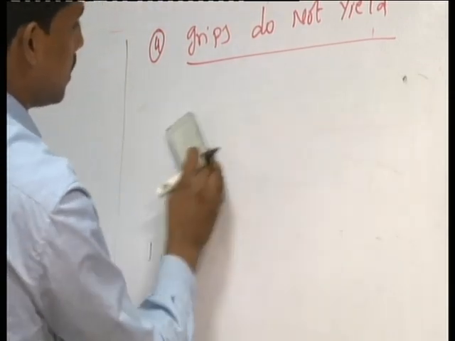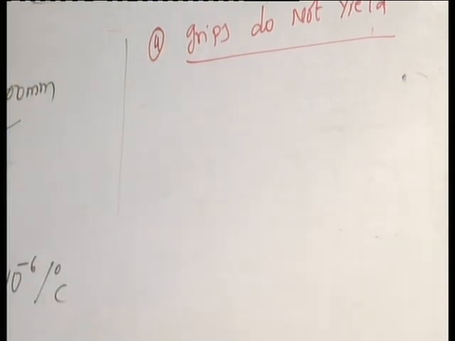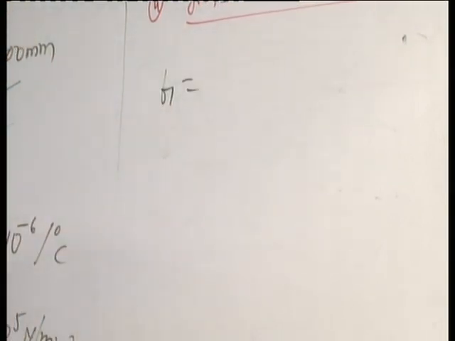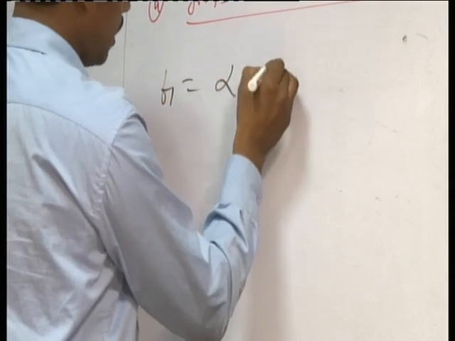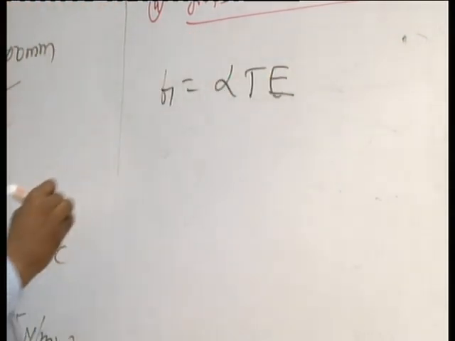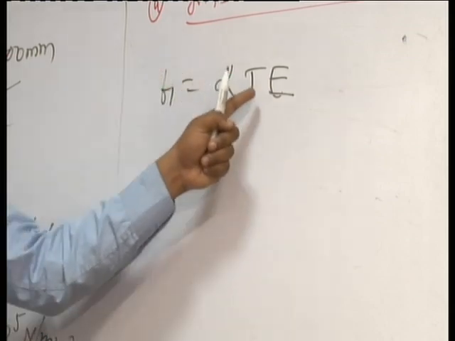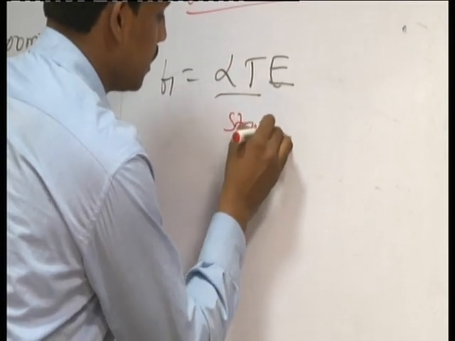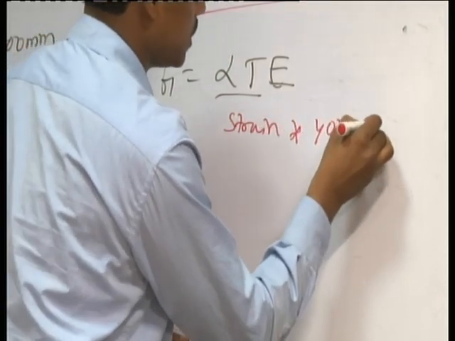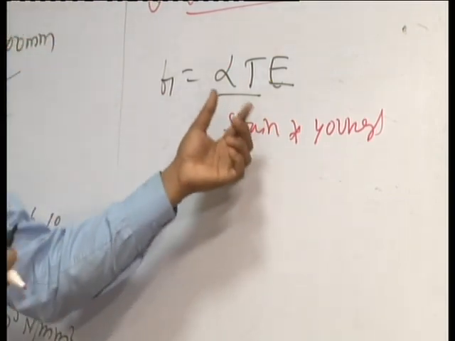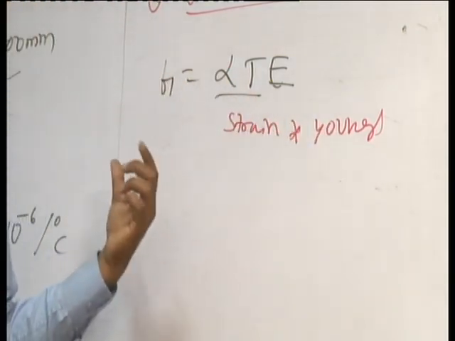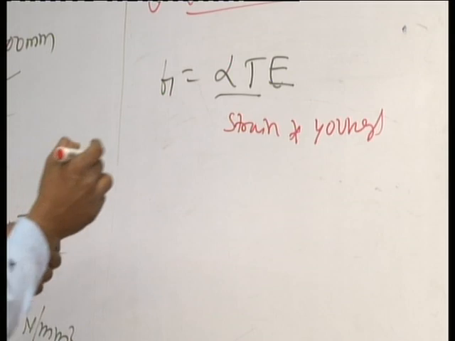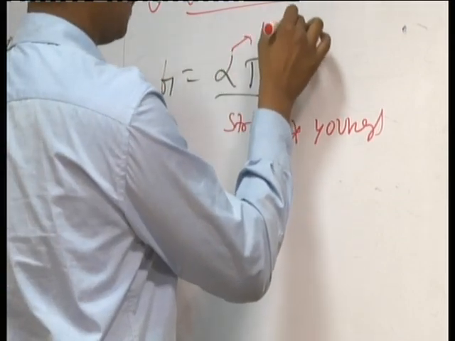We know that stress F1 is equal to alpha T into E, which I have already explained in the theory. Stress is equal to alpha T into E. This alpha T is the strain, into Young's modulus. That's all. This is the same basic concept: if you multiply the strain by Young's modulus, we will get the stress. We have already calculated the strain. Strain is alpha into T, where alpha is the coefficient of thermal expansion.